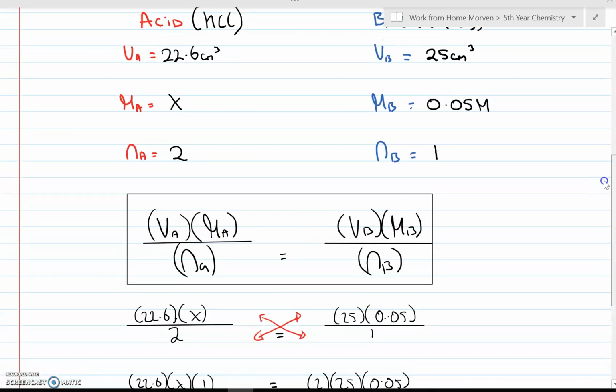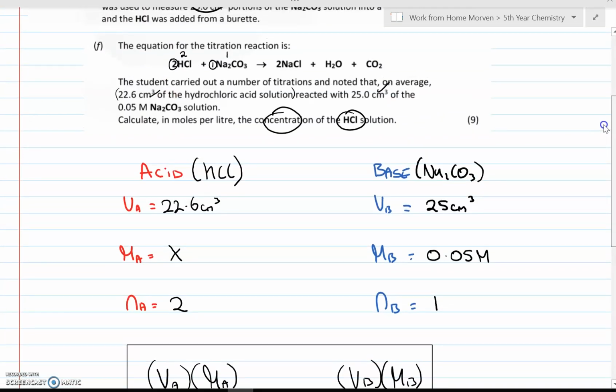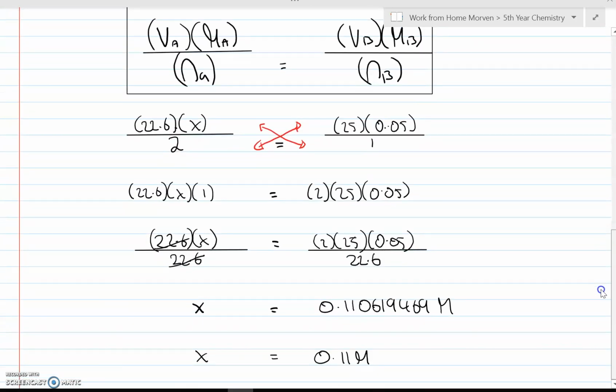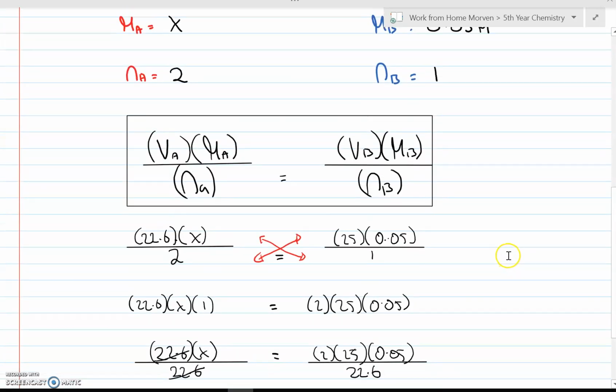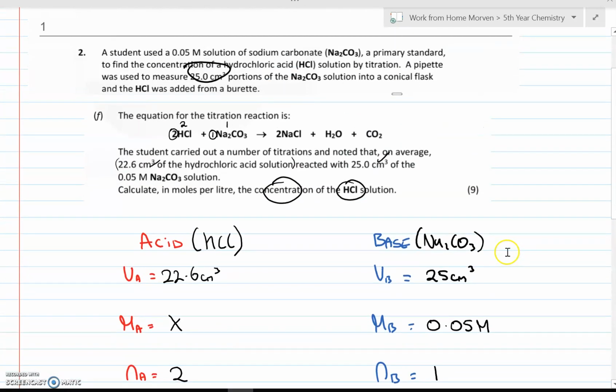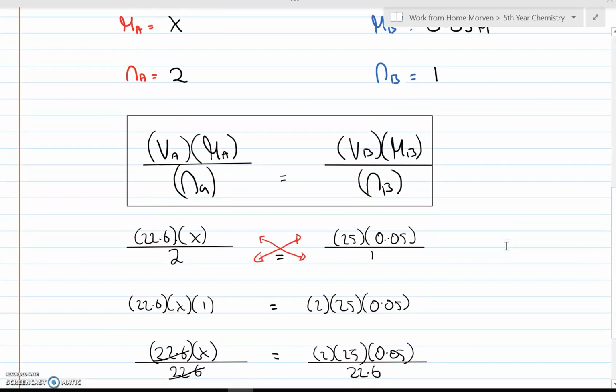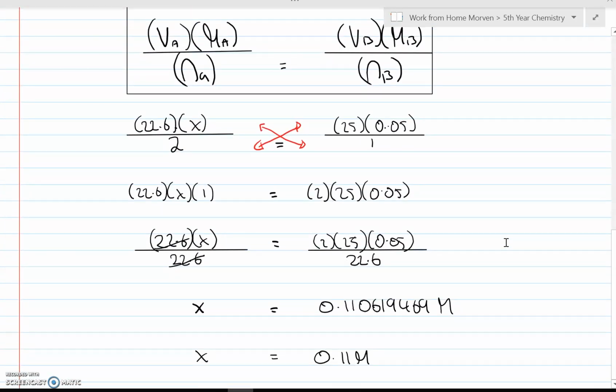Now, just double check that there's nothing else in that. No, so we just calculated the moles per litre, the concentration of the hydrochloric acid, and that's it done. Okay, so that is that question. I'll just scroll down there so you can see it in the video. You can pause or whatever else it is. Done. And that's the mathematical part of the first question.